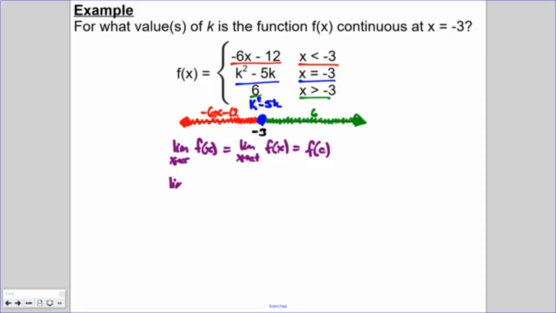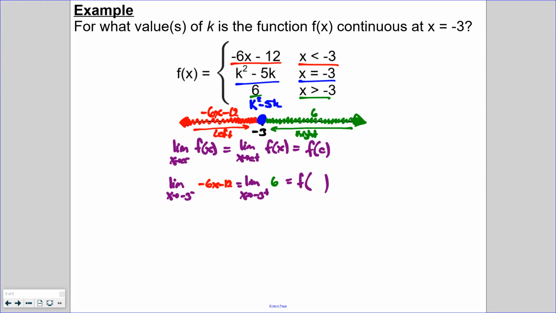So we're going to have the limit as x approaches -3 from the left. And as we approach -3 from the left, we're going to be using the expression -6x minus 12. That is going to equal the limit as x approaches -3 from the right, which, as we approach -3 from the right, uses the expression 6. And this is all going to equal f of -3.